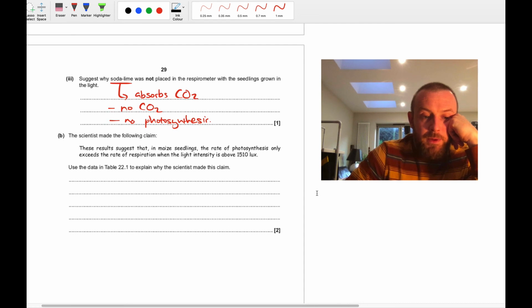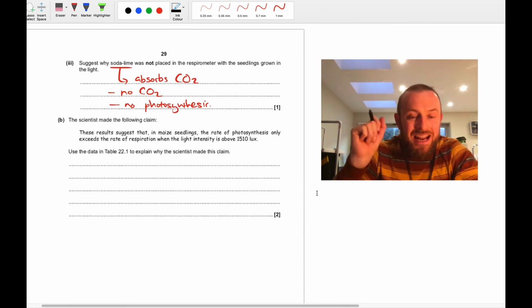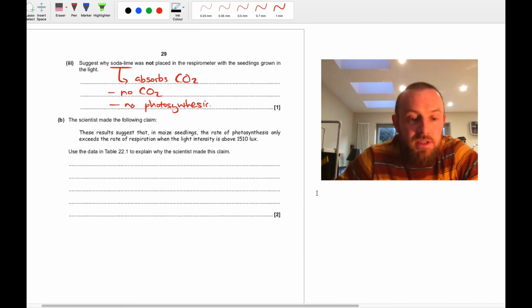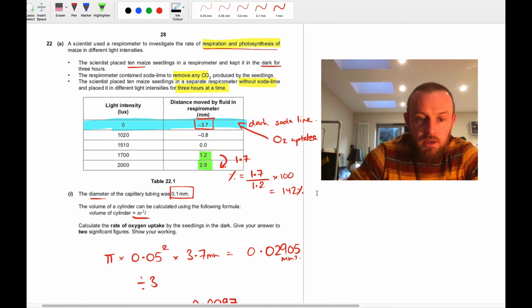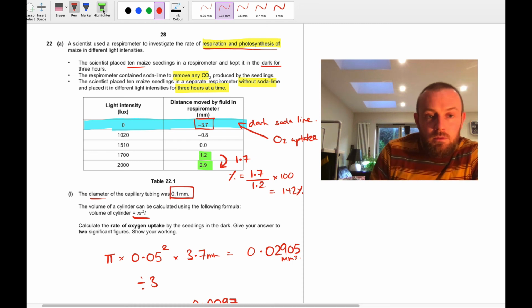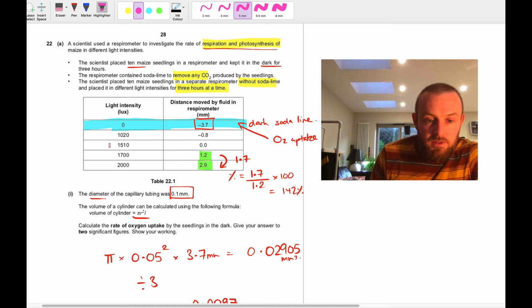Okay, the scientists made the following claim. These results suggest that in maize seedlings, the rate of photosynthesis only exceeds the rate of respiration when the light intensity is above 1,510 lux. Let's double check. Let's go back to this. Okay, so this is the value that they're talking about, this value here.